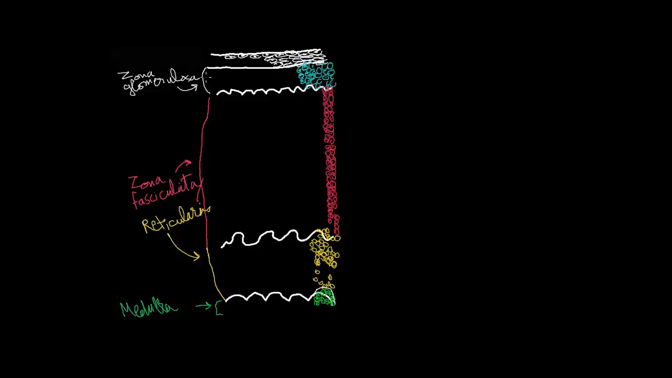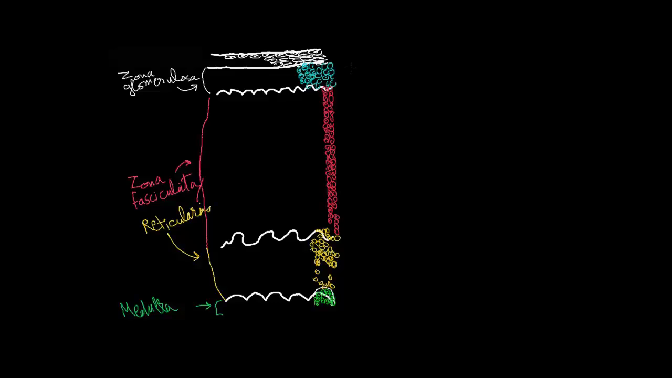The cortex is composed of the zona glomerulosa and zona fasciculata and zona reticularis. But functionally, we are dealing with only 2 cortical zones, namely the zona glomerulosa and the combined zona fasciculata reticularis together. And there are grounds for this functional classification.